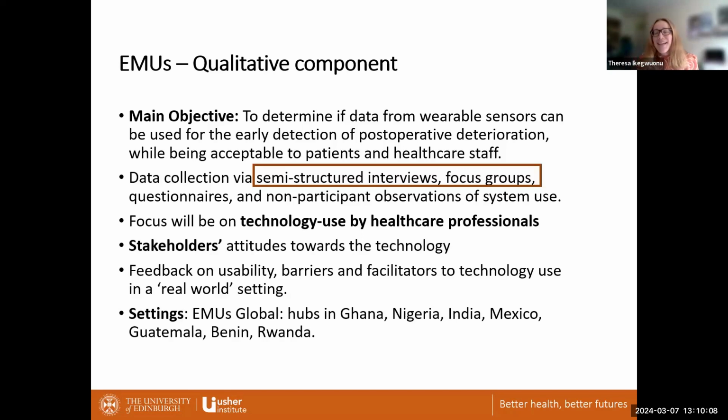And many of you probably know our settings in EMUs Global, and it's the same for CAMEL as well. I will only go through it once, and then I will just let you read it yourselves. So we've got hubs in Ghana, Nigeria, India, Mexico, Guatemala, Benin, and Rwanda.